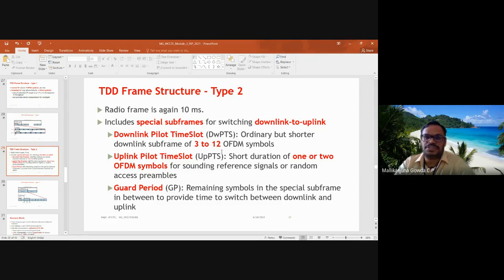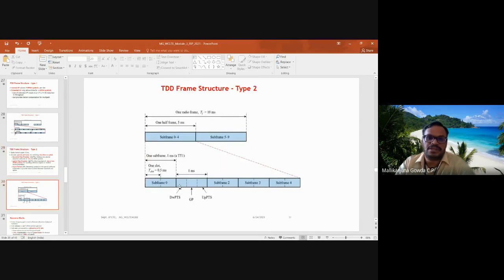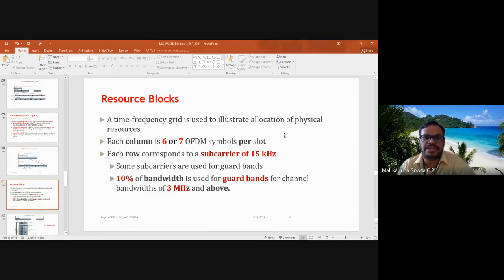So if they are using 1, then 12 plus 1, 13 will be there. So one more is used as a guard period, which is shown between the downlink pilot time slot and the uplink pilot time slot. Hope this point is clear. So let me go to the next thing.